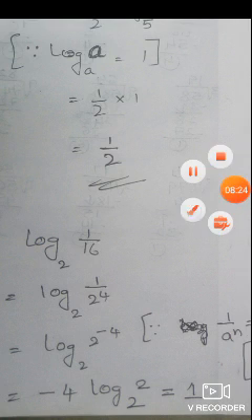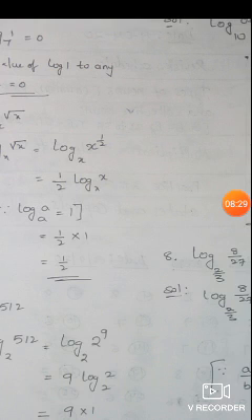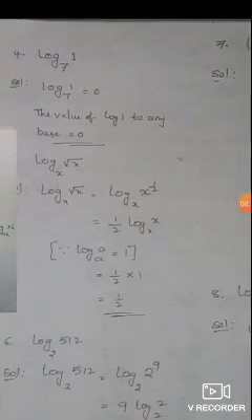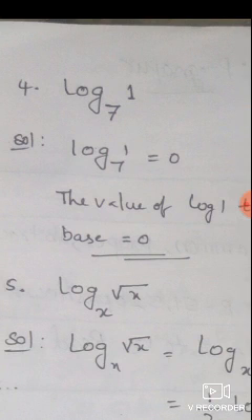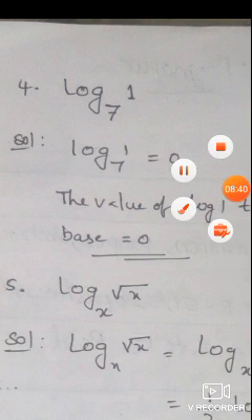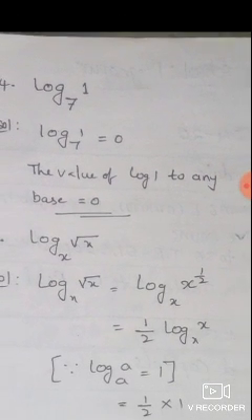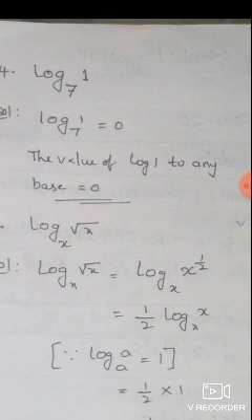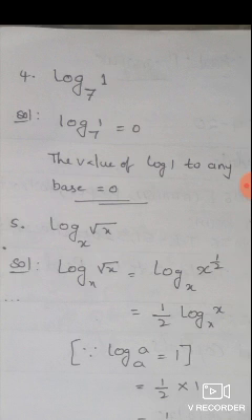So now we go to the next question, question number 4: log 1 for base 7. Here log 1 always equals 0. We already learned in the laws of logarithm that log 1 always equals 0. The value of log 1 to any base equals 0. Direct answer: whenever you see log 1, the value is 0.